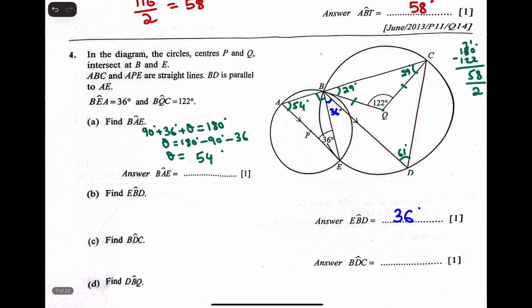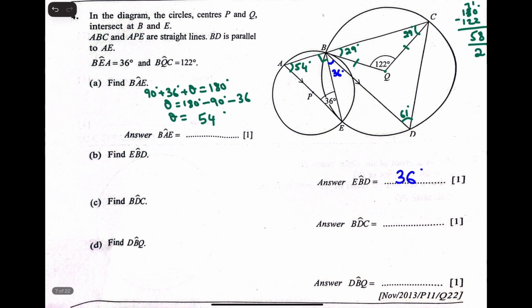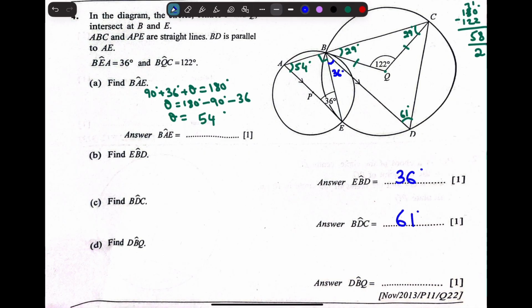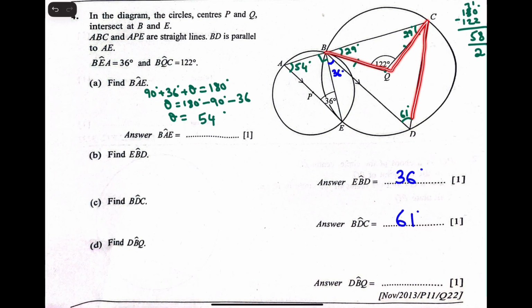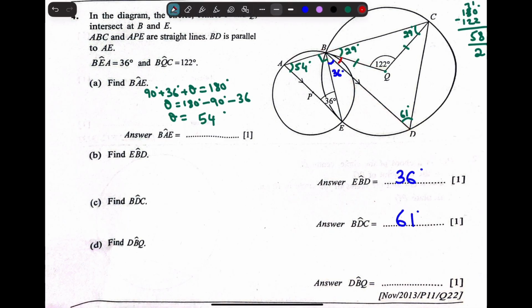Okay, find BDC. Great, we've already found that. BDC is 61 because angle made at the center is twice the angle made at the circumference. So this is 122, half of 122 is 61. Okay, find DBQ. So this angle, let's mark it with another different color. This is DBQ. Okay, again, this is very simple.